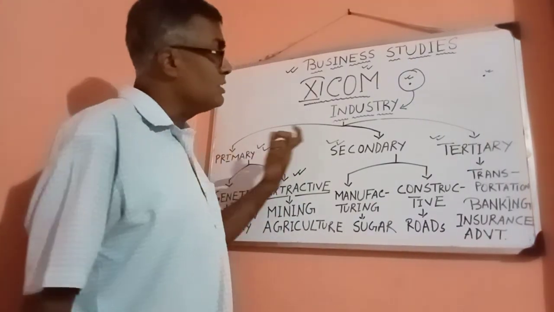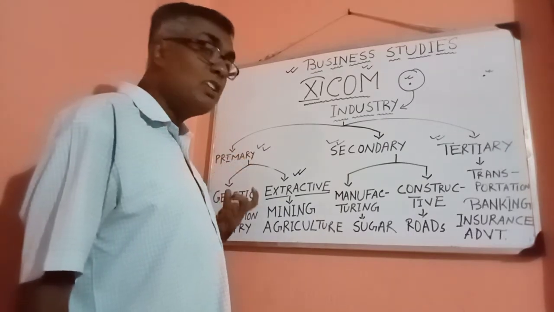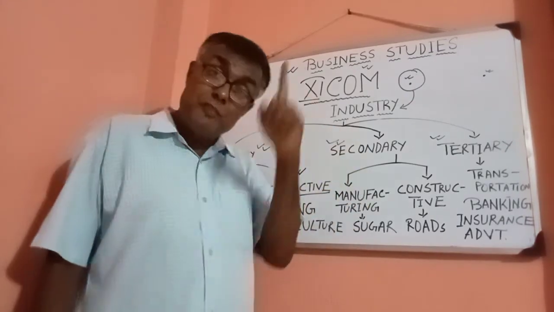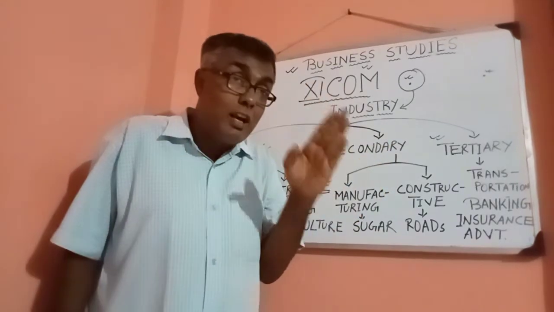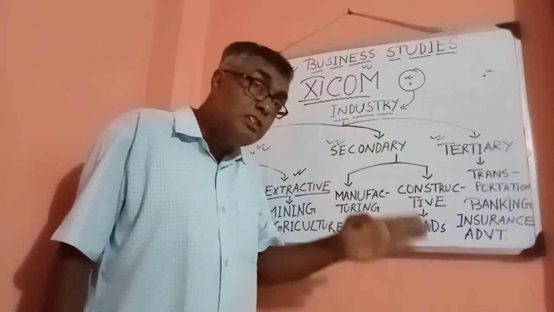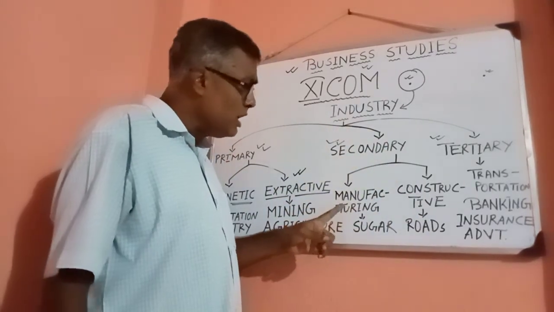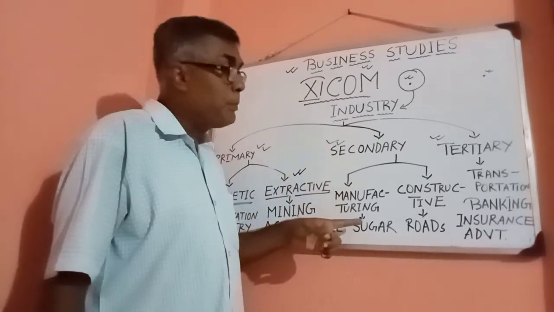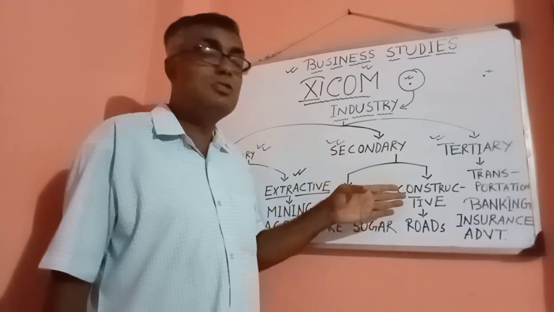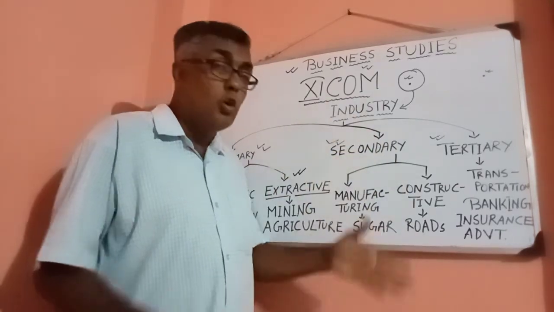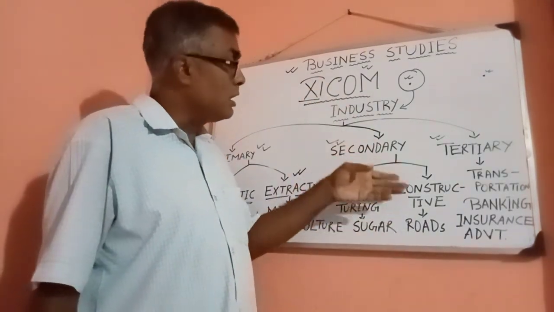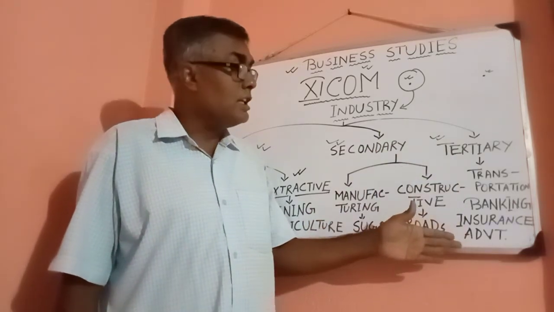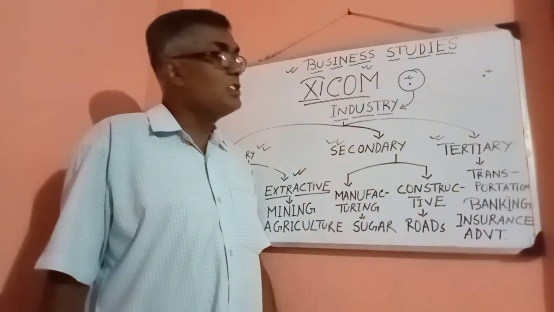Again, I am telling: primary industry, secondary industry, and tertiary industry. Primary industry can be divided into two parts: genetic industry and extractive industry. Secondary industry, manufacturing. Manufacturing industries can be segregated into four ways: analytical, synthetic, assembling and processing industry. And constructive industries, construction of roads, dams, irrigation canal. And last, tertiary industries: transportation, banking, insurance, advertisement, that is communication. So these are the examples of tertiary industries.